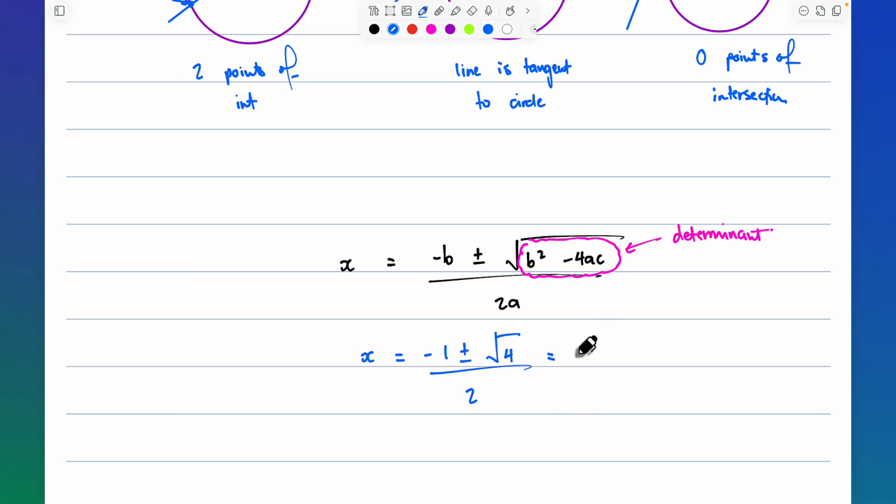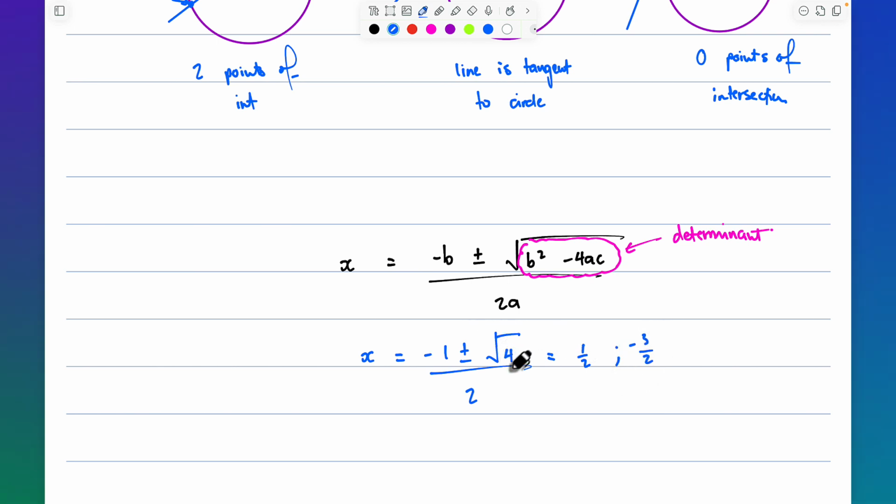plus square root of 4, which is 2. So negative 1 plus 2, which gives you 1. 1 over 2, it gives you a half. Your second expression is going to be negative 1 minus the square root of 4, which is 2. So it's negative 1 minus 2, which is negative 3 over 2. It gives you negative 3 over 2, right?